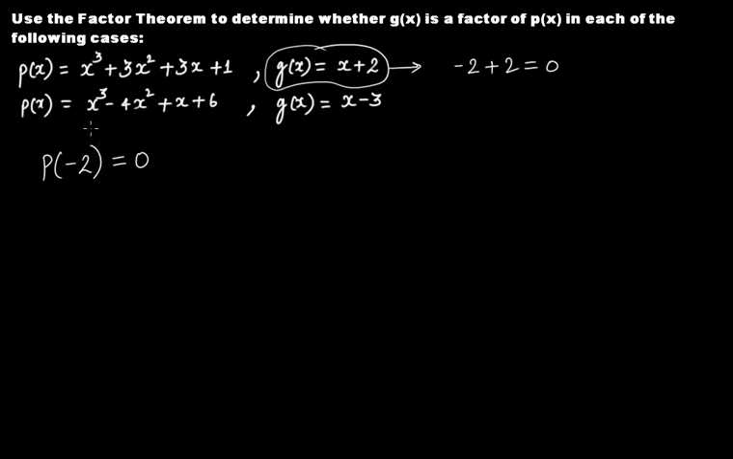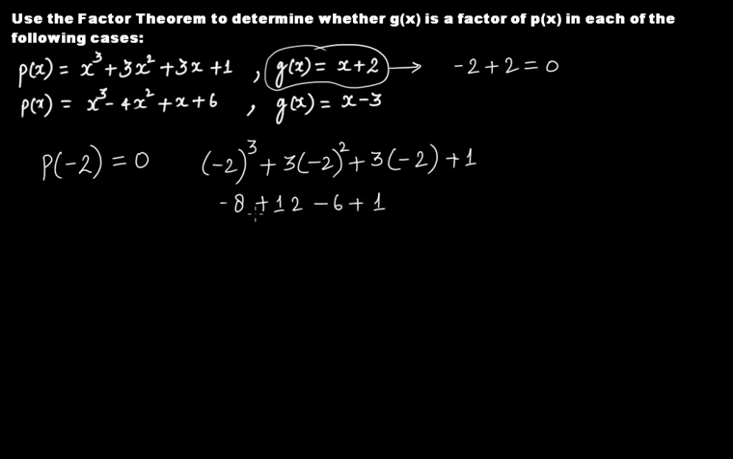So put minus 2 at the place of x in this polynomial, you get (-2) cubed plus 3(-2) squared plus 3(-2) plus 1. So (-2) cubed means minus 8, plus (-2) squared means 4, multiplied by 3 is 12. 3 multiplied by minus 2 is minus 6, and then plus 1. From here, minus 8 plus 12 is 4, minus 6 is minus 2, plus 1 is minus 1... is 3? Of course, this is not equal to 0. Therefore, since p(-2) is not equal to 0, x plus 2 is not a factor of p(x).